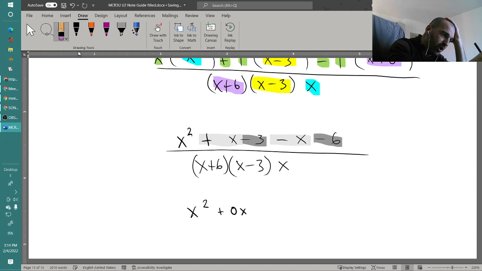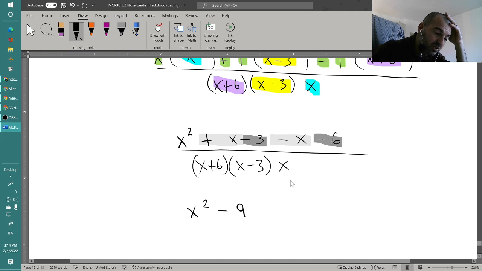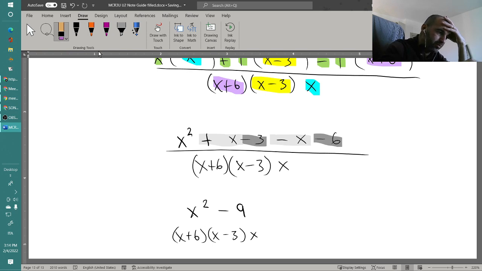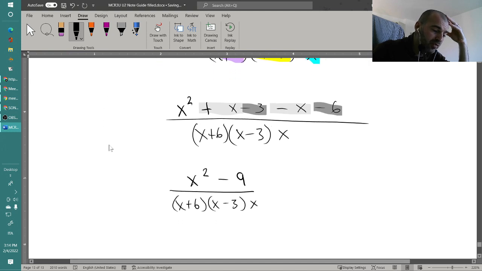As you know, we actually don't have to write that because a minus x and a positive x cancel each other out. And I'm left with minus 3 there. So minus 9, because my negative 3 and my negative 6 combine for a negative 9. So I've got x plus 6 here, x minus 3 here, and x. And now we're effectively finished with this.